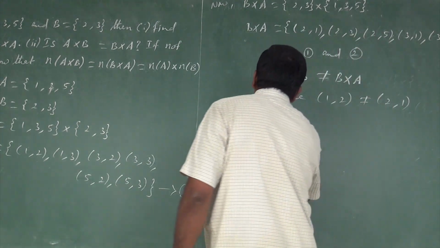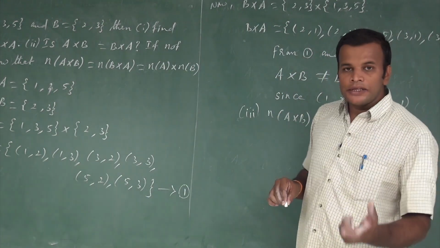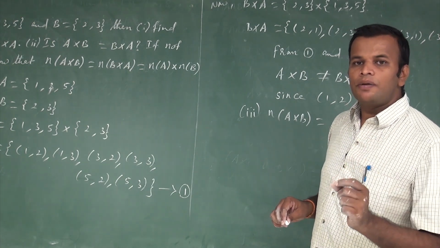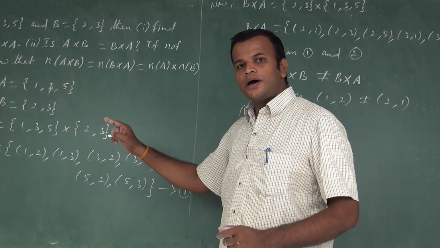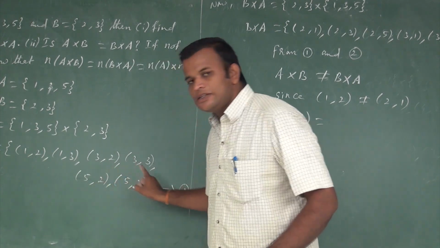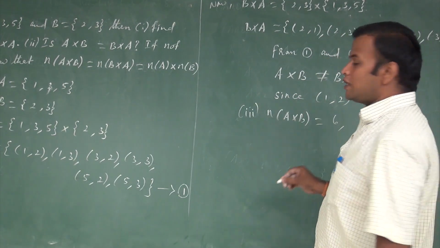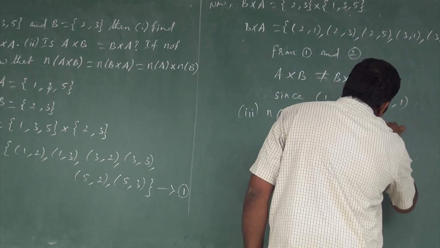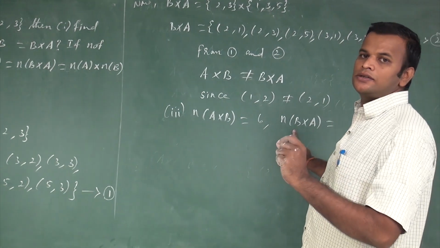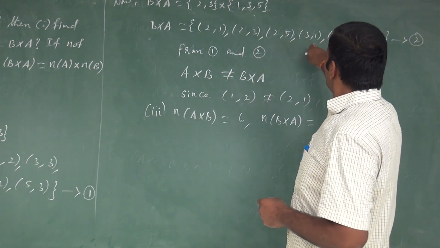So n means the number of elements. n of A cross B means the number of ordered pairs in A cross B. What is the number of ordered pairs in A cross B? Counting the pairs of A cross B, 1, 2, 3, 4, 5, 6, that value is 6. Next one, n of B cross A. That means the number of ordered pairs in B cross A, which is also 1, 2, 3, 4, 5, 6.